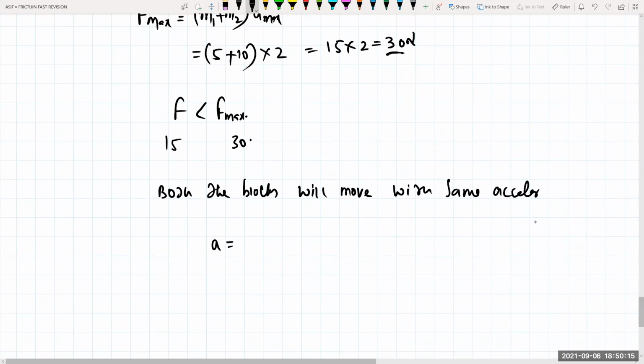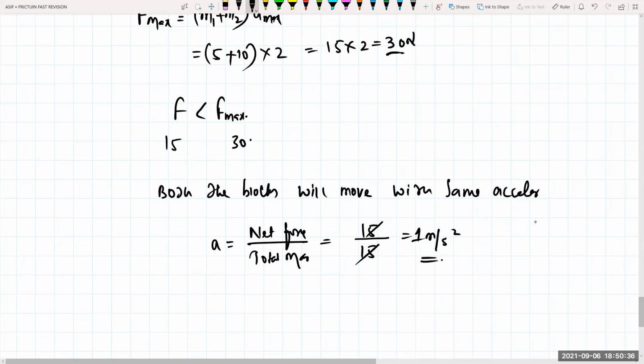So that will be equal to how much? A is equal to your net force divided by your total mass. Net force is how much? Total force you are applying is 15 Newton. And how much is total mass? 5 plus 10 is 15. So that will be equal to 1 meter per second square.